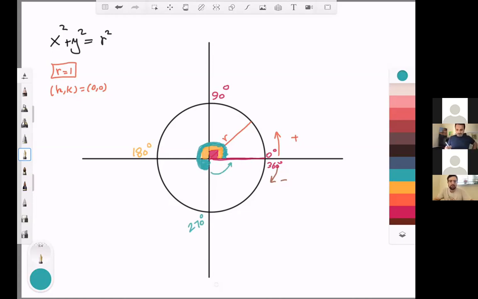Each one is 90. This is 90, this is 90, but 90 plus 90 is 180, right? So we divide it by 4. We call this one quadrant 1. This is quadrant 2. This is quadrant 3. And this guy is quadrant 4.